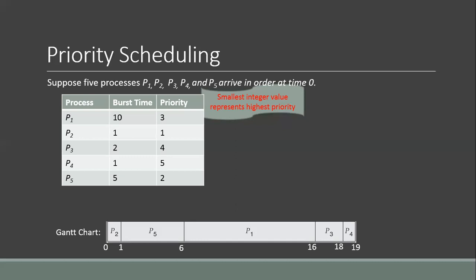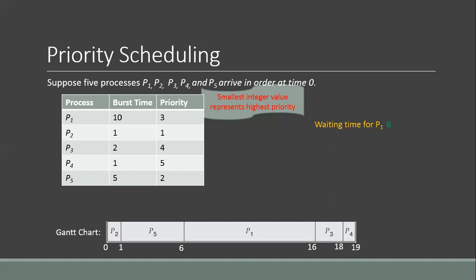So P1 will be selected for execution and it will complete its execution at time 16. Now there are 2 processes in the ready queue: process P3 and process P4. Among these 2 processes, process P3 is the highest priority process. So P3 will be allocated CPU, and after that, process P4 will be allocated the CPU. From this chart, we can obtain the waiting time for each of these processes.